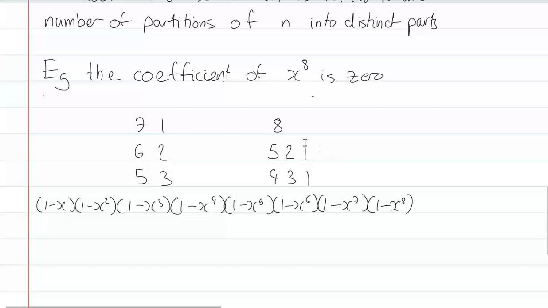Finally, we have these two partitions into 3 parts, and because each of those has an odd number of parts, they contribute minus x to the 8. Conclusion, we get 3 terms of minus x to the 8 and 3 terms of plus x to the 8, so the coefficient of x to the 8 is 0.